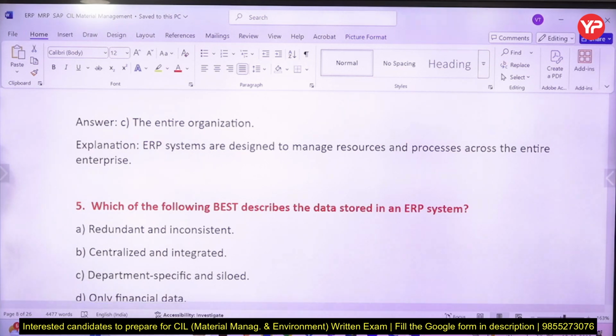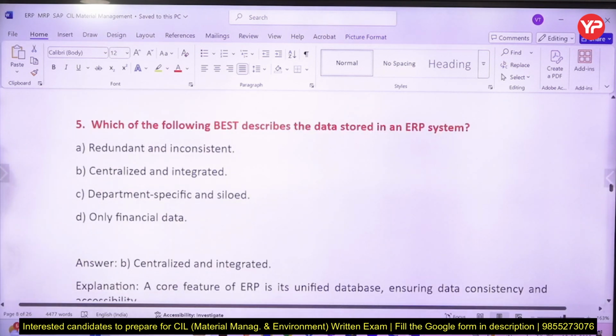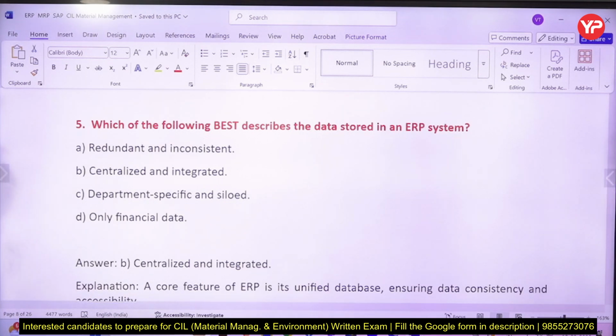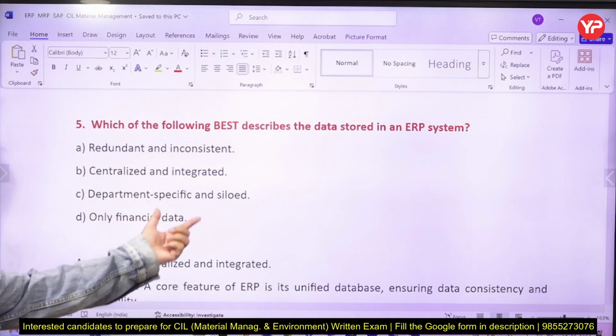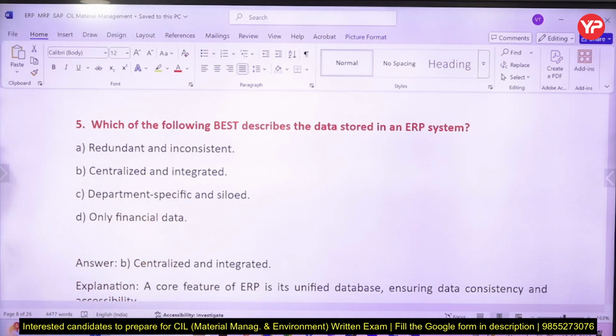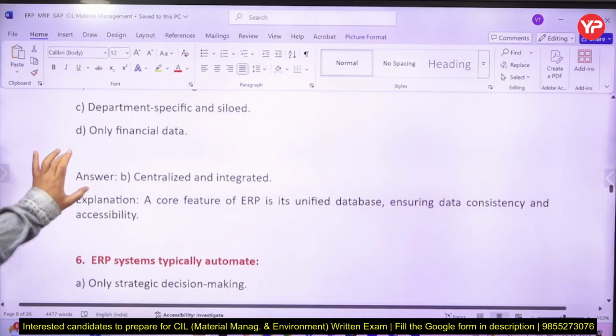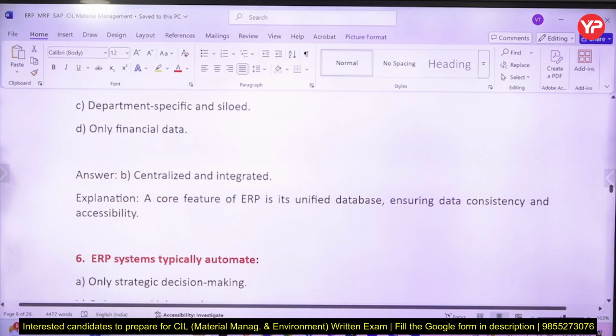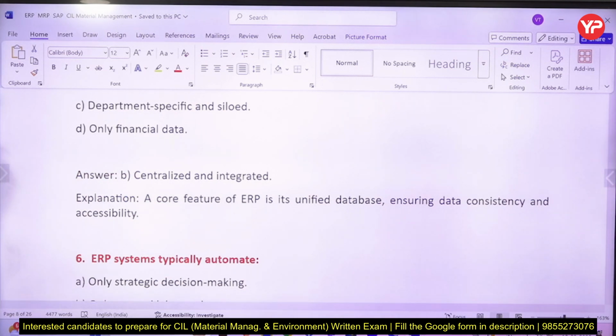कई बार वो पूछेगा आपसे E का meaning क्या है? Which of the following best describes the data which is stored in an ERP system? Redundant data is removed. Department-wise specific data is integrated. Not only financial, all kinds of data. So centralized and integrated data is something which is important. Through these questions, friends, you can revise whatever we have done.